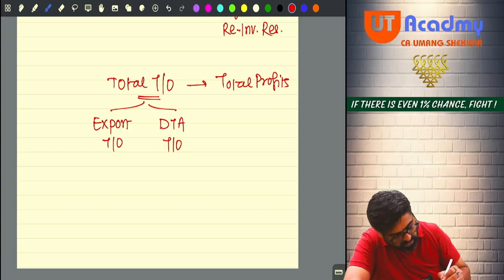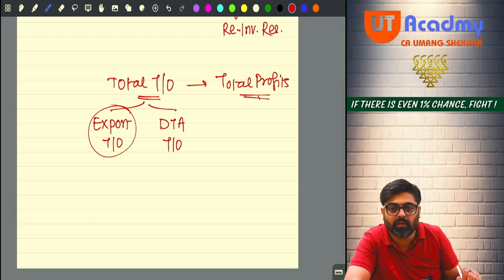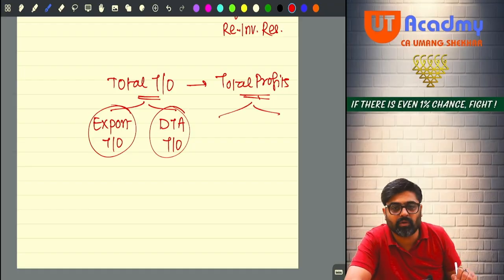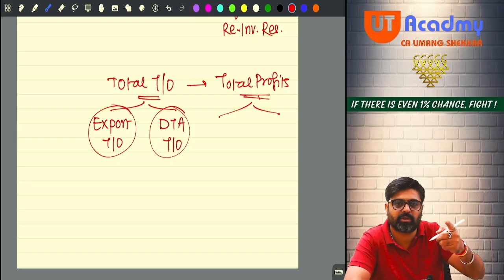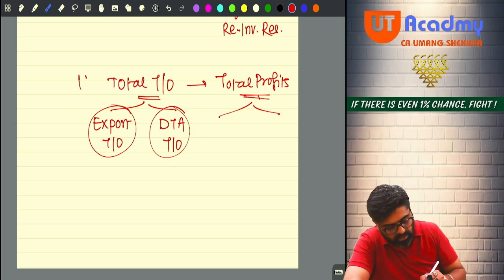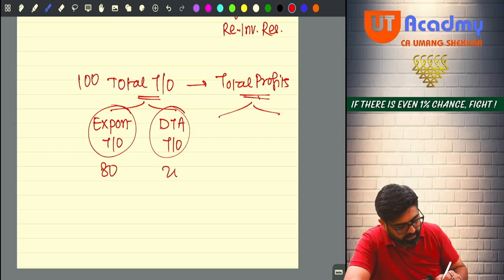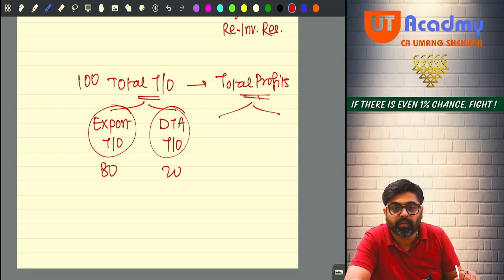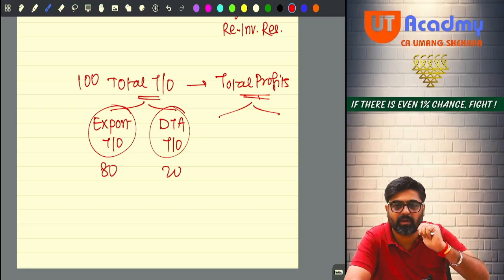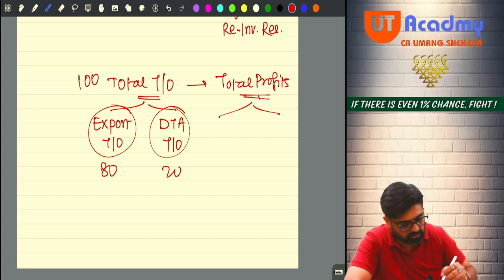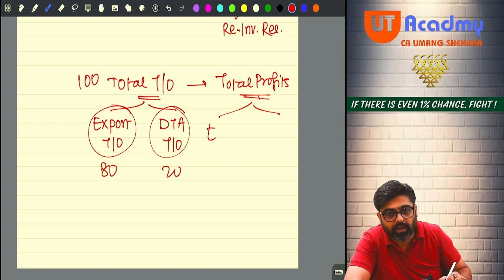Now from this turnover, if you are earning a profit, can I say that some profit will relate to your export turnover and some profit will relate to your domestic turnover? So you have to split your profits also in the same proportion. In the proportion in which the turnover is split, in that same proportion you have to split your profit. If out of 100 rupees of turnover, 80 rupees is export and 20 rupees is domestic turnover, then 80% of the turnover is export and 20% is domestic. So out of your profits also, 80% will be export profit.